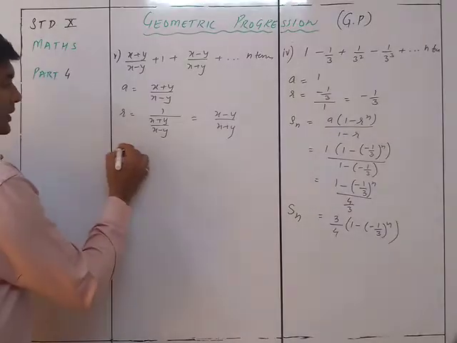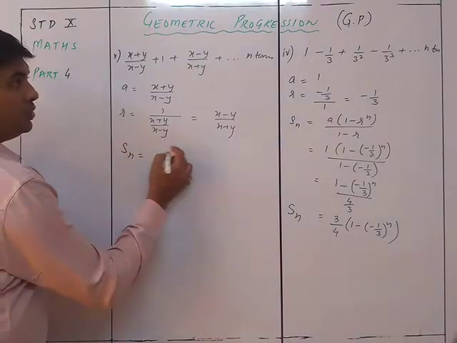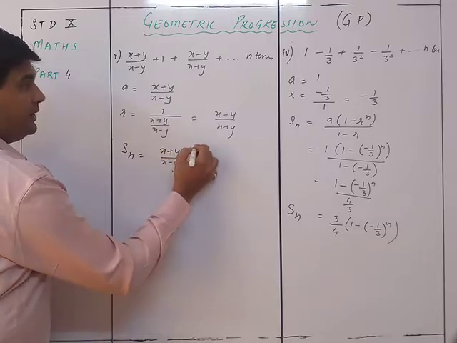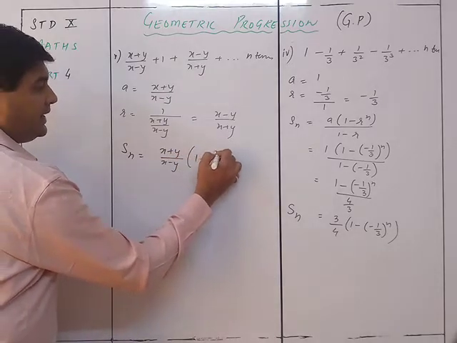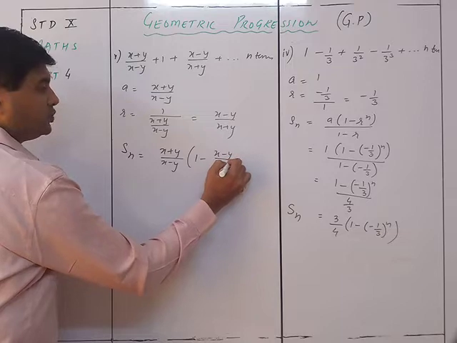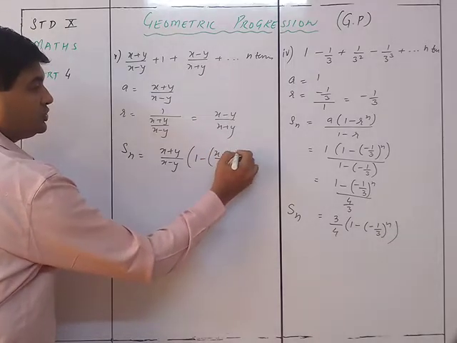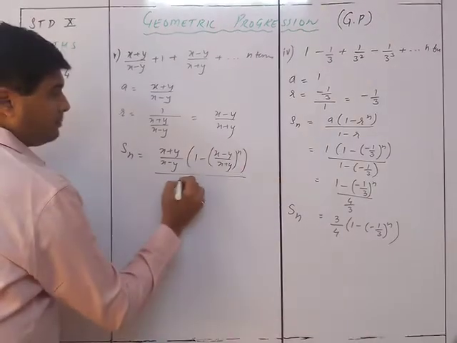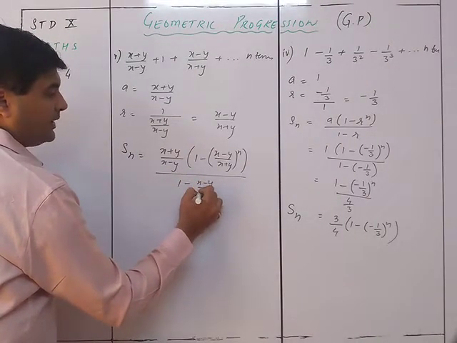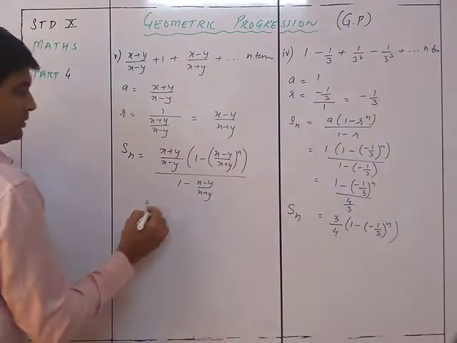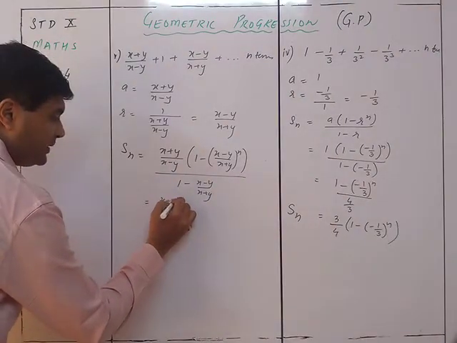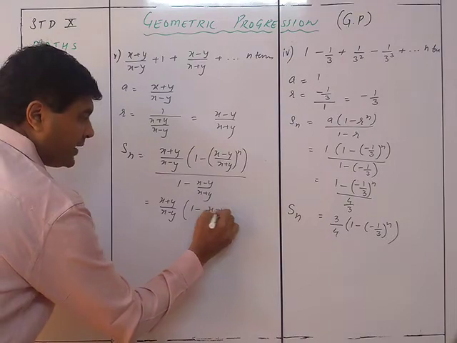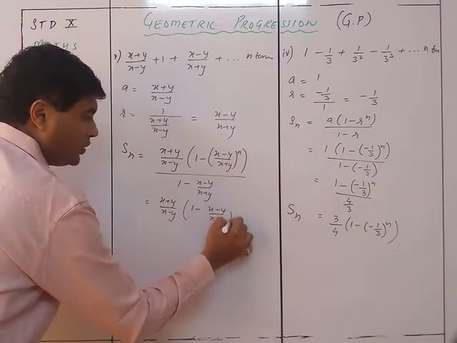So we have over here that Sn is equal to A, that is x plus y upon x minus y, into 1 minus x minus y upon x plus y, the whole raised to n, bracket 1 minus x minus y upon x plus y. So that will give me x plus y upon x minus y, 1 minus x minus y upon x plus y, the whole raised to n.